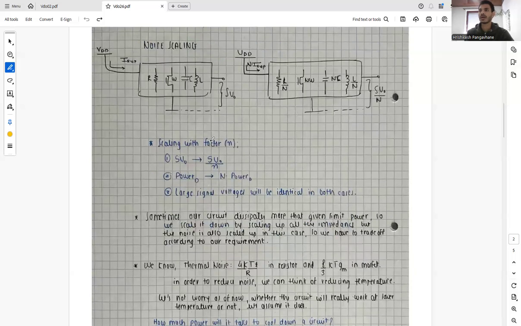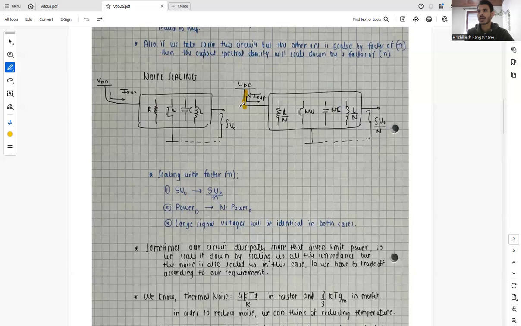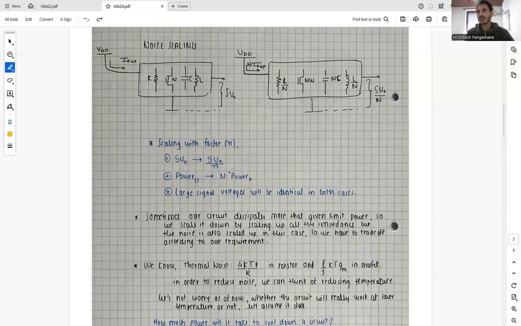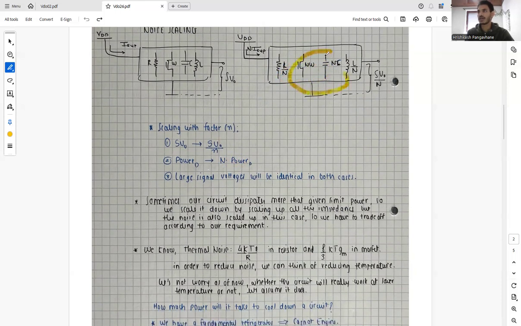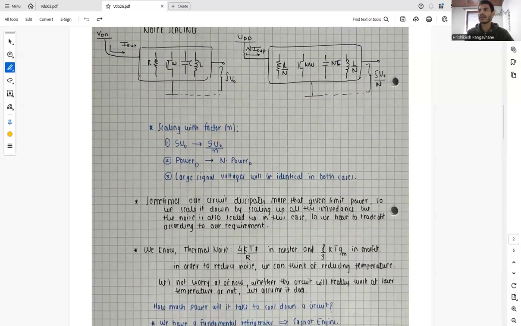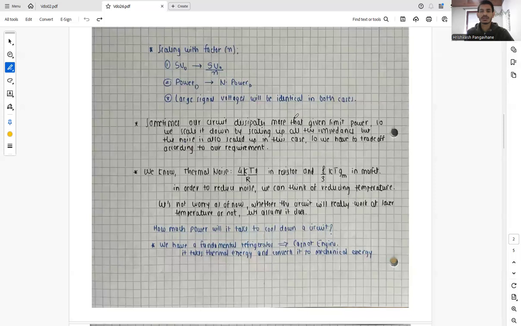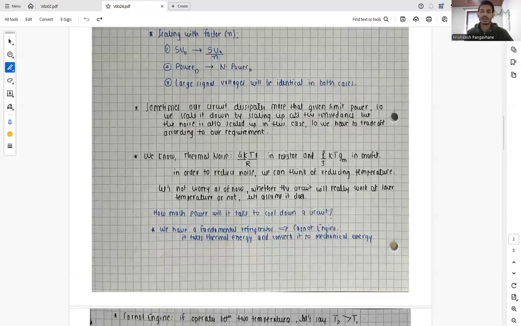This is what we said. So scaling with factor n basically means that our output voltage spectral density will scale down by n, but at the same time it will drive a current of n times I supply. So the power dissipated will be n times in the case of scaling, and large signal voltages will be identical in both cases. Large signal voltage is basically biasing voltage or something like that.